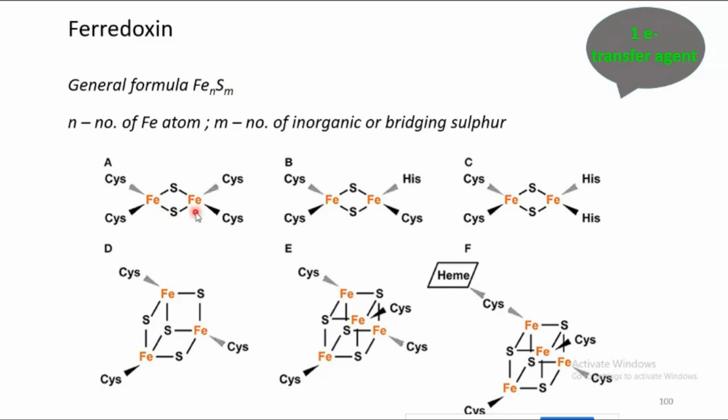If there is a dinuclear center, 2 bridging sulfur will be present. When it is trinuclear, what happens? There will be 4 bridging sulfur. This is an open cubane structure. In a cubane, what is there? Only one corner is missing. When it is completed, there is no change in the number of inorganic sulfur, but there is a change only in the iron count.